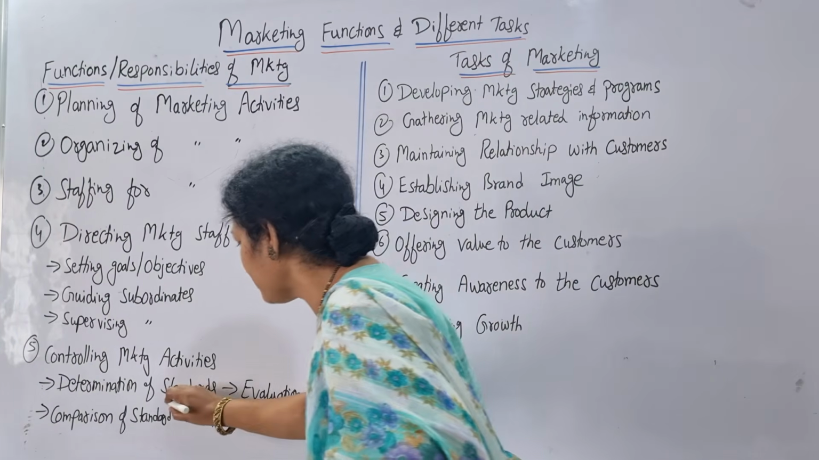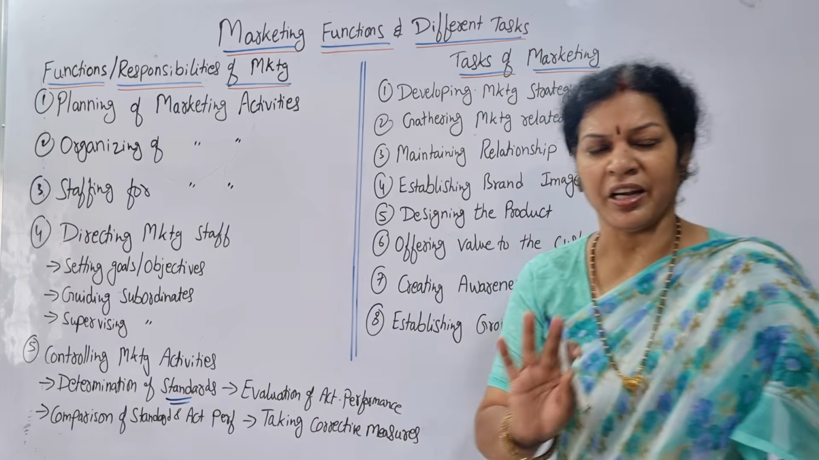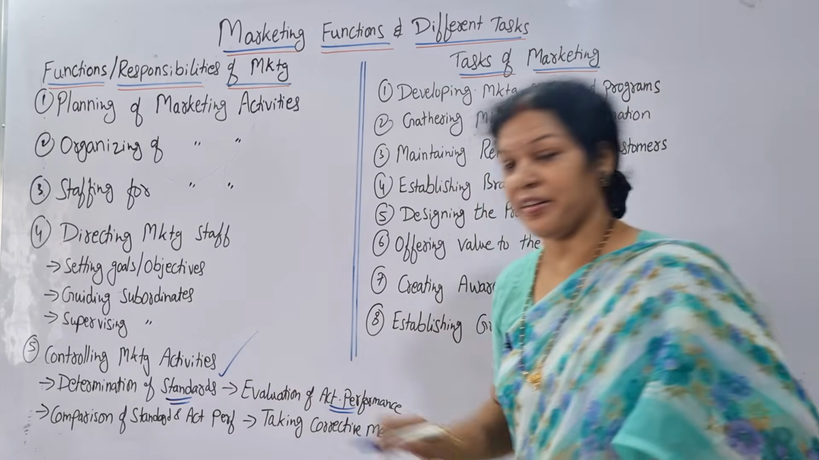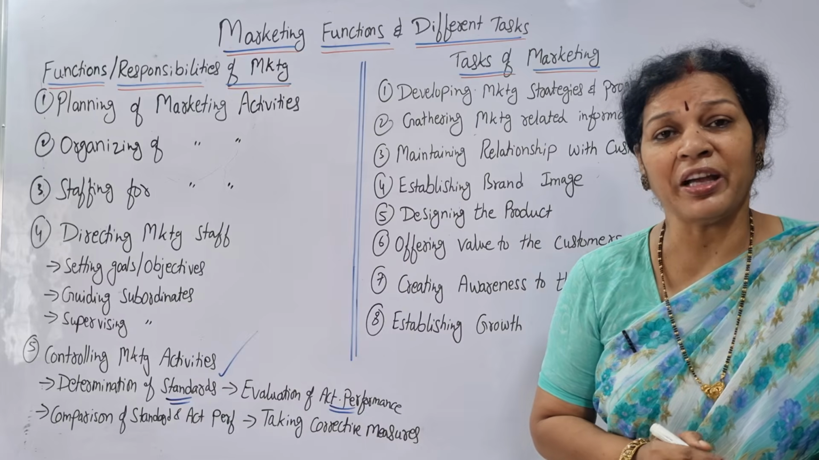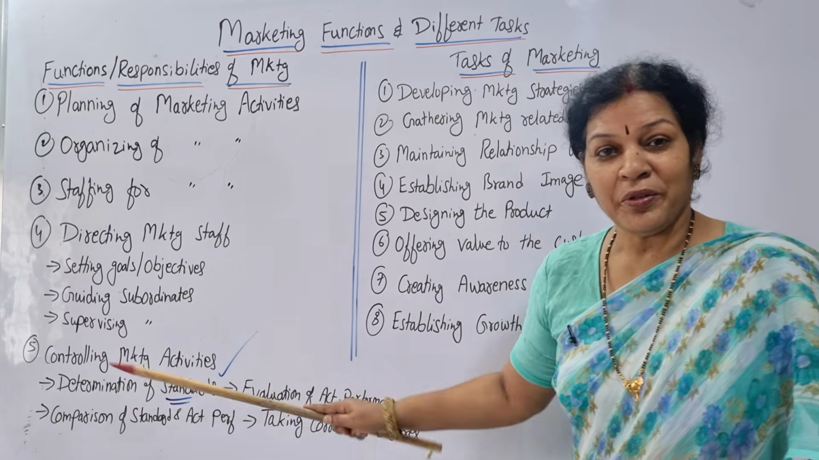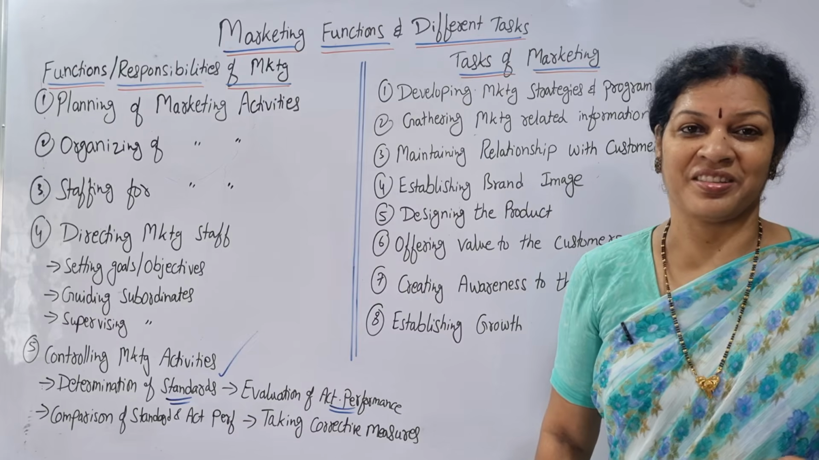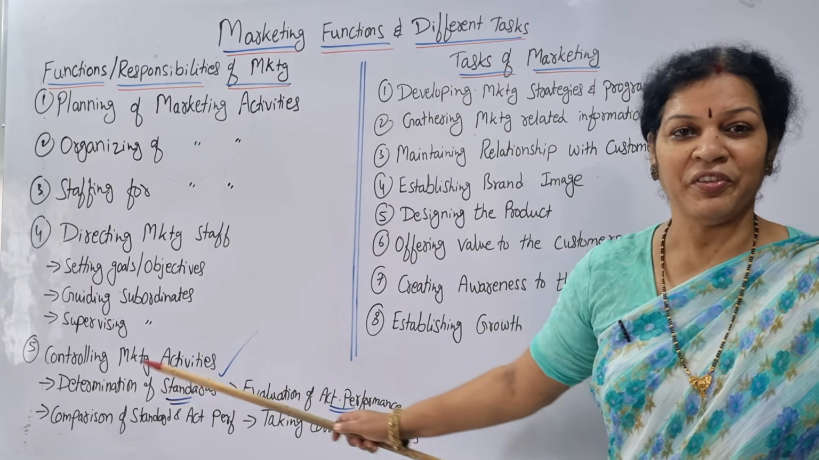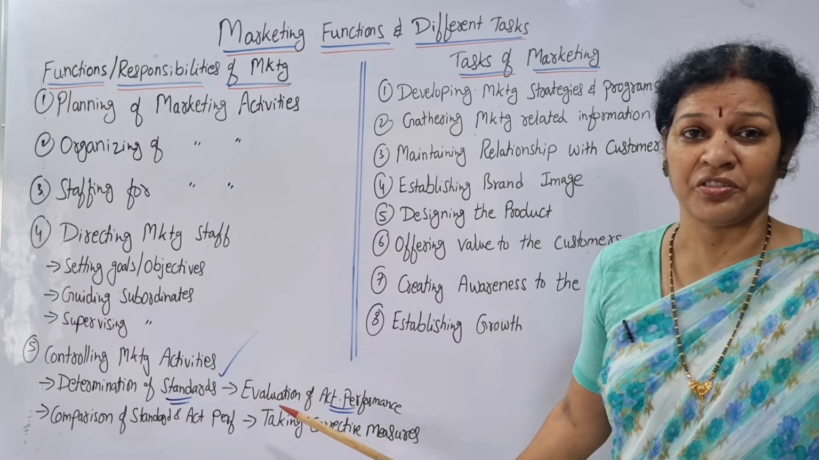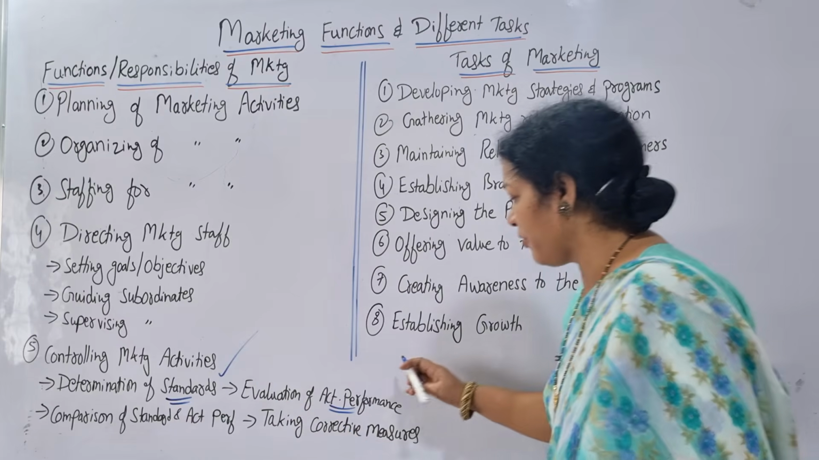We have fixed the standard. Once the standard is fixed, then you focus on the actual performance. This is the standard. Now, what about the actual performance? Is it reaching up to the standard we have fixed? You have to be very careful. Standard is this. Actual performance, measure it.